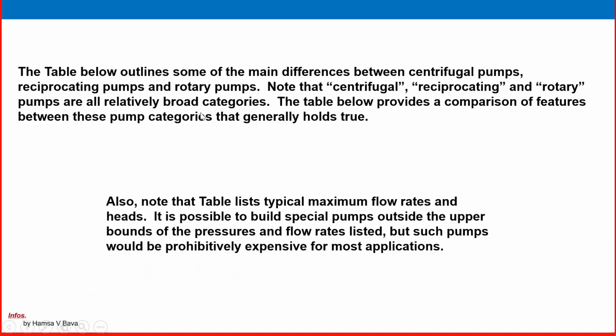The table below outlines some of the main differences between centrifugal pumps, reciprocating pumps and rotary pumps. Note that centrifugal, reciprocating and rotary pumps are relatively broad categories. The table provides a comparison of features that generally holds true. Also note that the table lists typical maximum flow rate and head. It is possible to build special pumps outside the upper bounds of the pressures and flow rates listed, but such pumps would be prohibitively expensive for most applications.